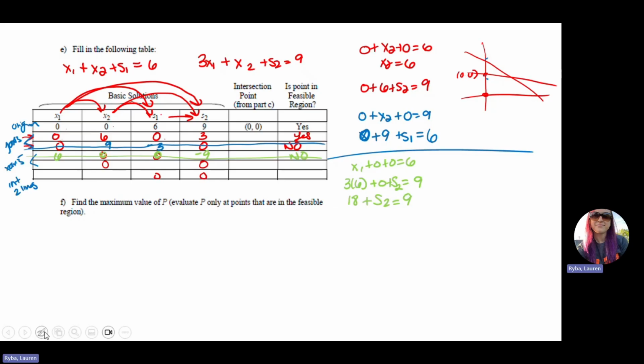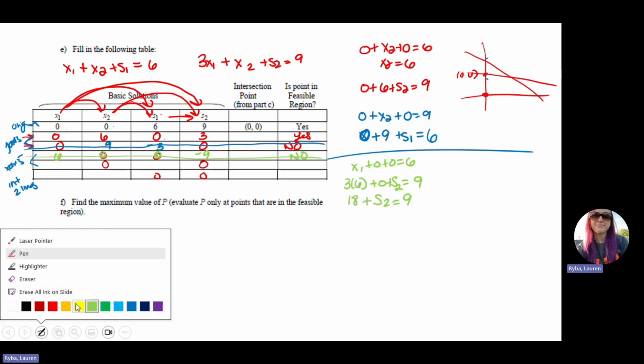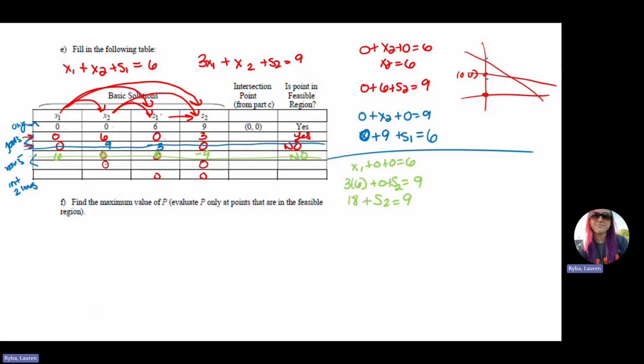Okay, which means the next one is going to be our x-intercept point. So x2, s2, I'm going to use that second equation. So 3x1 plus 0 is 9. Divide, x1 is 3. But plug it back in here. 3 plus 0 plus slack 1 is 6. Yes. So I can make it if I add a slack of 3.